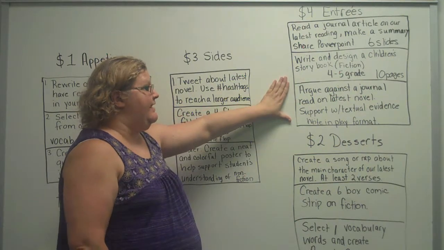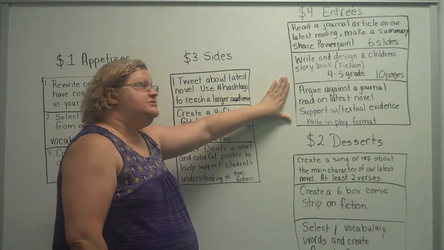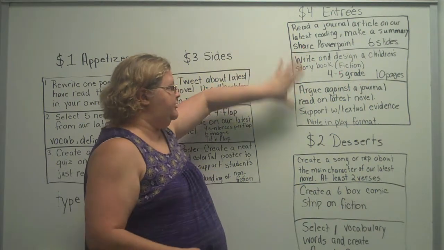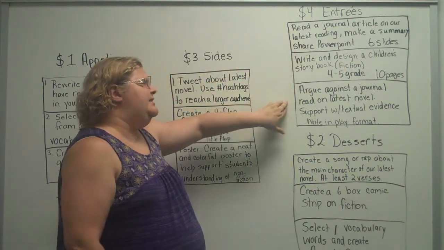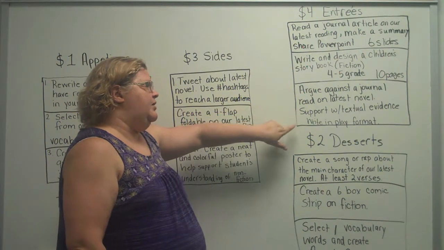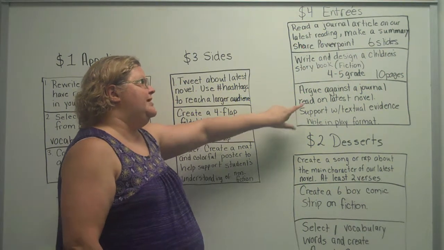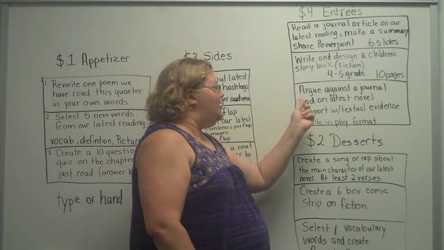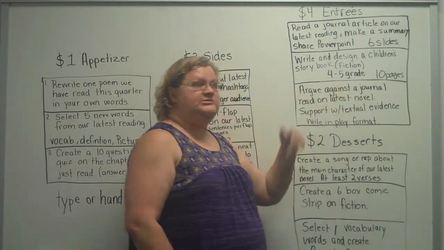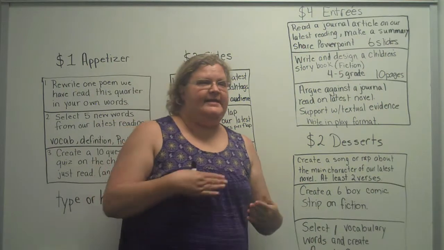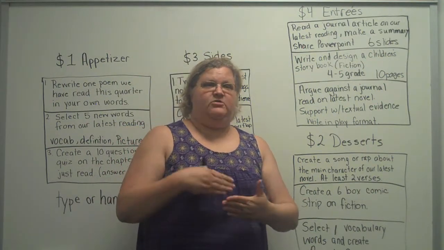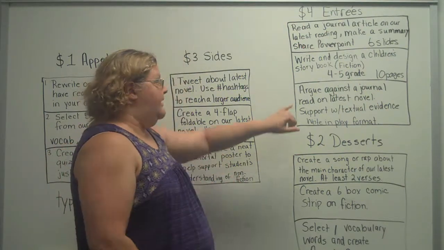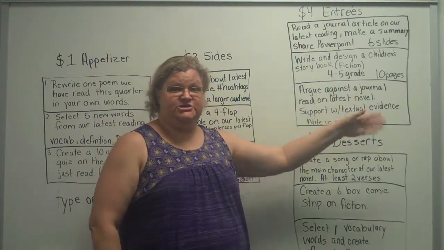The third choice you have is to argue against one of the journal articles you found, or you find a separate one, because you're only going to do one of these, about the latest novel. I want you to disagree with it. Argue against whatever it says in the journal, even if you agree with it. If your journal article is saying how great a book was and this character was really well developed, you're going to argue the opposite. You're going to say, that's just not true.